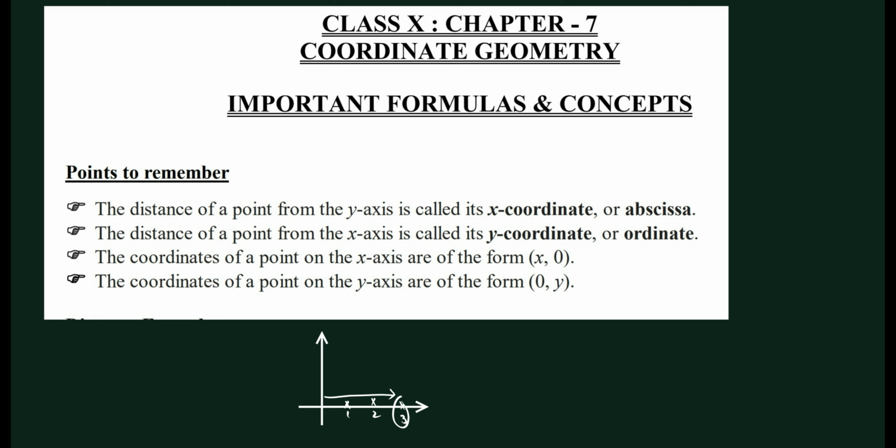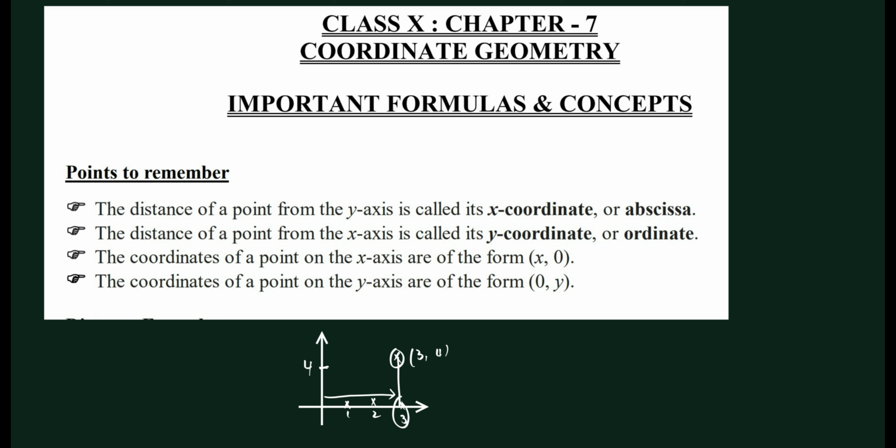The distance of a point from the x-axis: let us say now there is a point here, 4. Let us say this is the point 4. So we need to find the point (3, 4). Okay. Then how do we measure 3? This is the distance of the point from the y-axis.